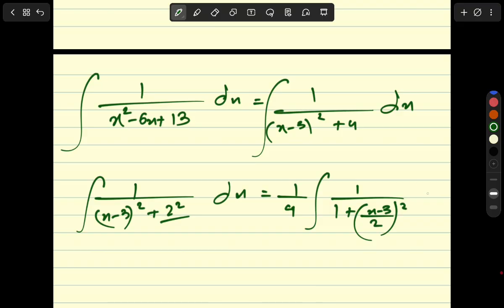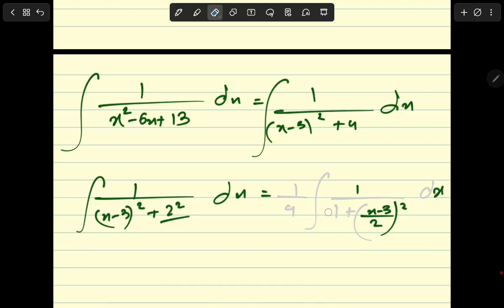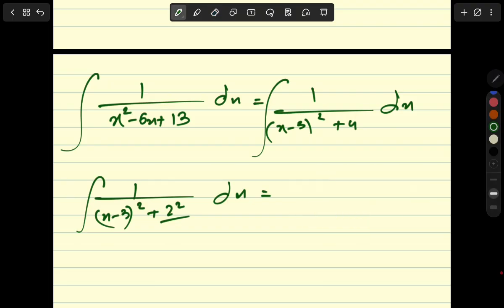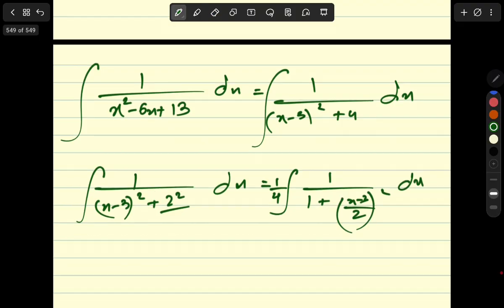And you can expand it and you will see that, okay, let me show you how I did it. So let's not skip steps. Let's take 4 common. So this is going to become 1 upon 4, and this becomes 1 plus x minus 3 whole square upon 4, and 4 may be written as 2 squared, and since both are powers of 2, I can take it inside of it. So this becomes x minus 3 upon 2 whole squared, and there's a dx.